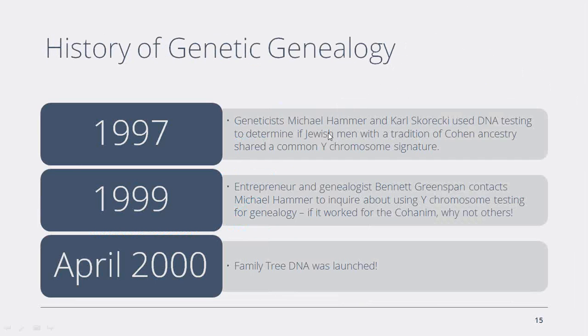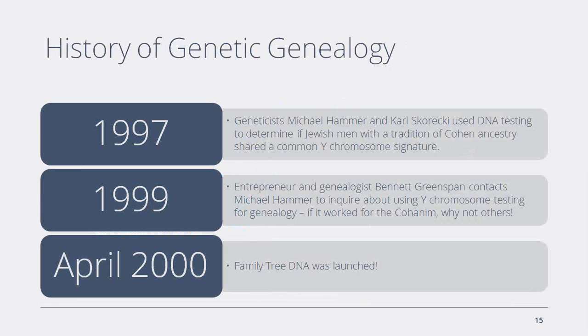And there happened to be a study done in 1997. A couple of geneticists, Michael Hammer and Karl Skorecki, decided to use DNA testing to determine if Jewish men with a tradition of Cohen ancestry, which for those not familiar is supposed to be a direct paternal descent from a biblical figure, Aaron, shared a common Y chromosome. The idea was that if Y-DNA is passed down father to son to son to son, and this Cohen tradition is also passed down from son to son to son, then everybody today with this tradition of Cohen ancestry should theoretically share the same Y chromosome.